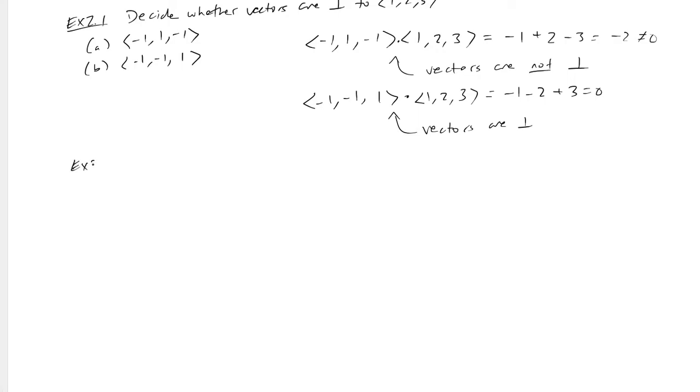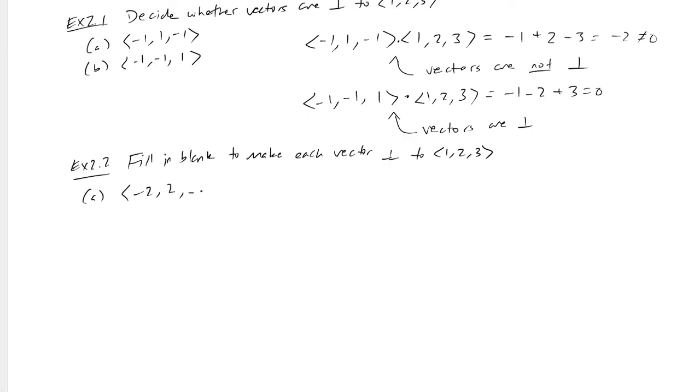Another example. Let's fill in the blank to make each vector perpendicular to (1, 2, 3). So our first vector is (-2, 2, blank). And our second vector is (6, blank, 12).